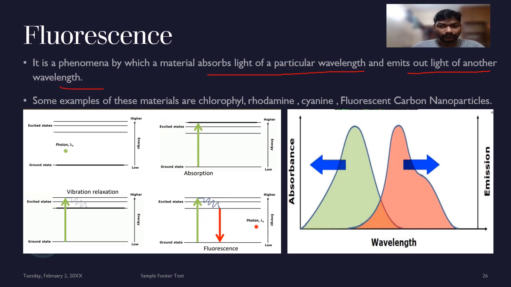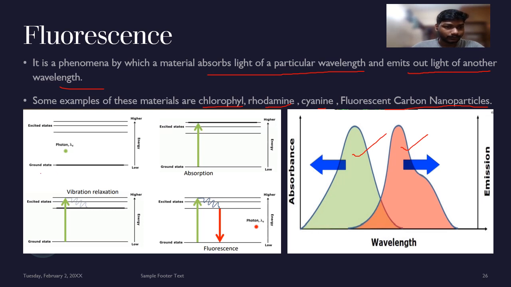If you see this figure, this is the absorption spectrum: at a particular lower wavelength the material is absorbing light, and it is emitting at a higher wavelength. Some examples of materials which show fluorescence are chlorophyll, rhodamine, cyanine, and fluorescent carbon nanoparticles. In this left figure I have described the basic properties and the working principle of fluorescence.